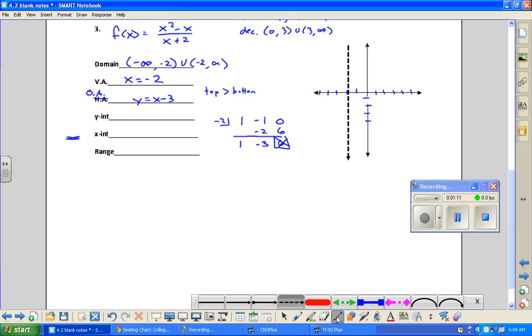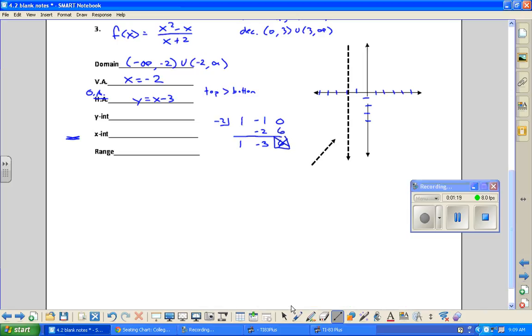And so for that one, it's going to be slanted. It's going to have an intercept of -3. And it's going to be slanted, something like this. And that's the grid. Those are the asymptotes that it's going to fit into. It's going to approach.